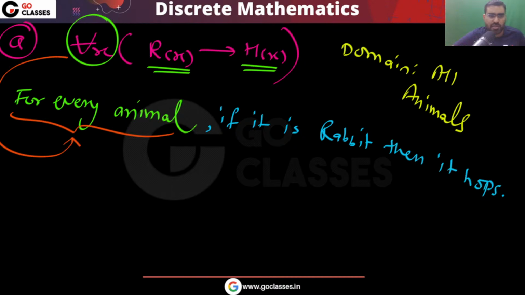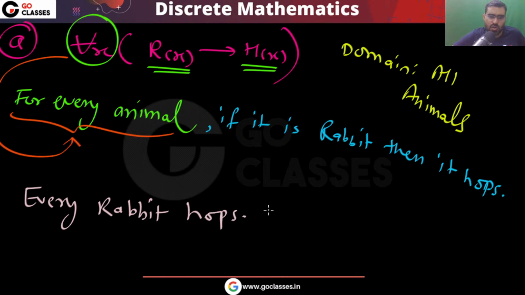Okay. So it simply means that every rabbit hops, because we are saying if you are a rabbit, you will hop. If you are a rabbit, you are hopping. So in simple words, I can just say that every rabbit hops. This is how you can write.